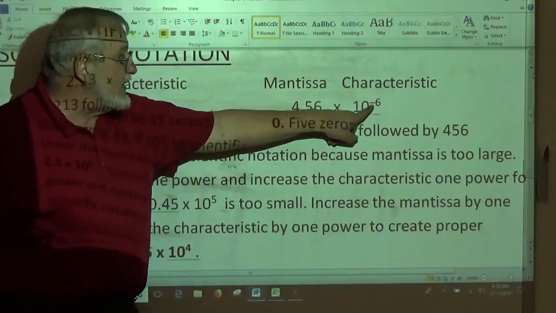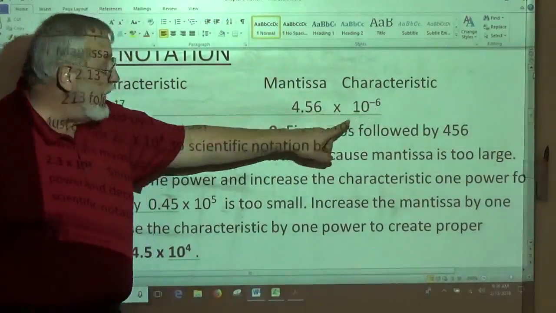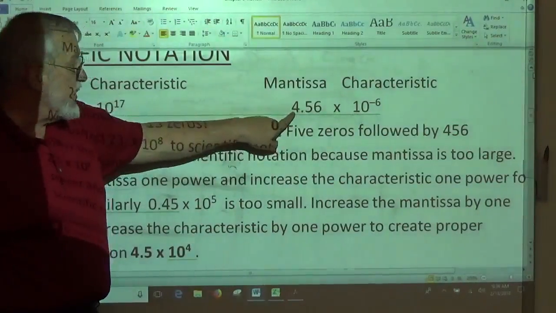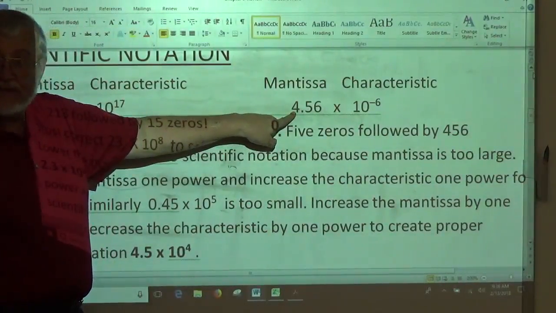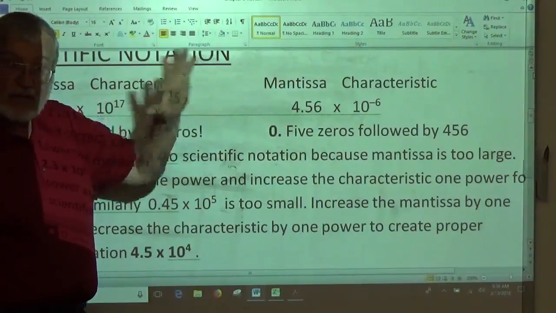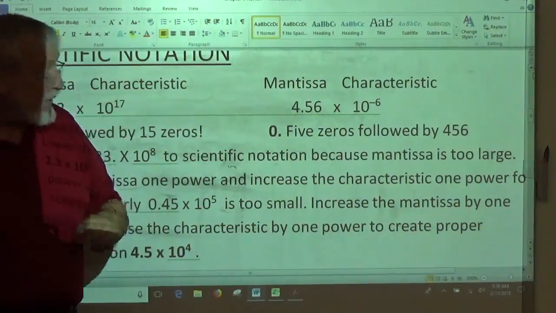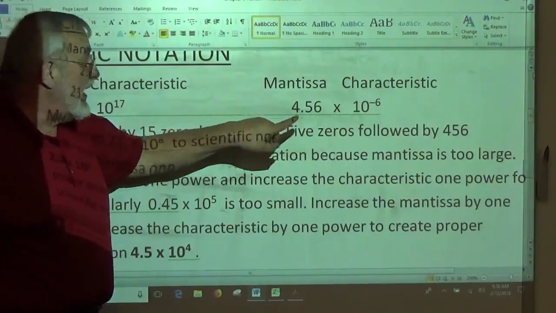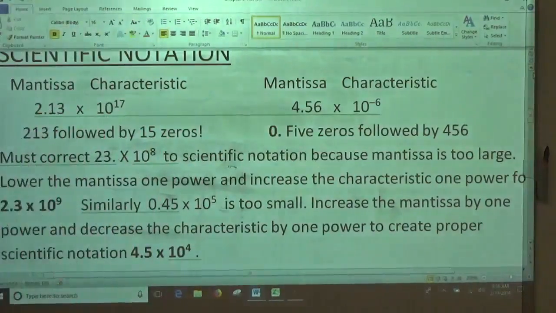Okay? This right here is a -6. Therefore, it's getting smaller by 6 places. If I jump the 4, how many zeros do I need in front? 5 for a total of 6 places. So I have 0.0, then I have 5 zeros followed by 4, 5, 6, and you're done.